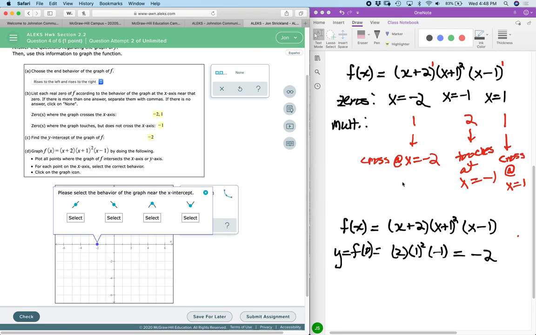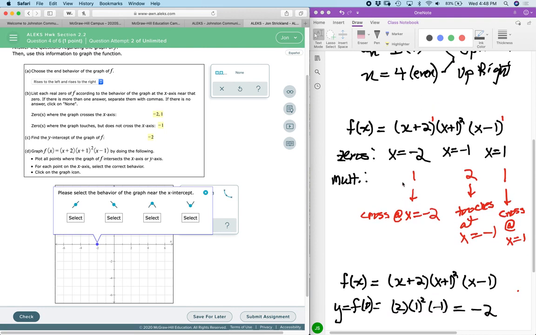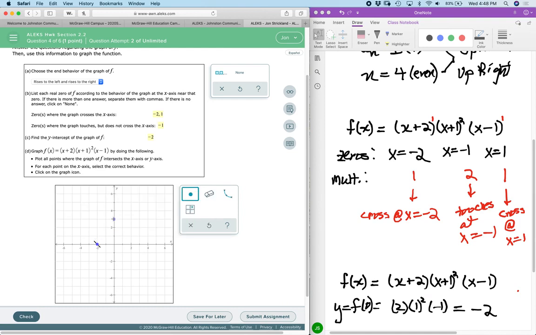Negative 2 is going to be the leftmost zero. The end behavior is rising to the left, but at negative 2 you have a cross, so you're going from above to below. And then next in line, we have x equal to -1.